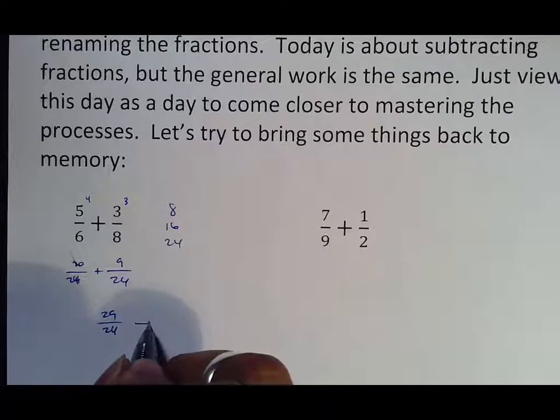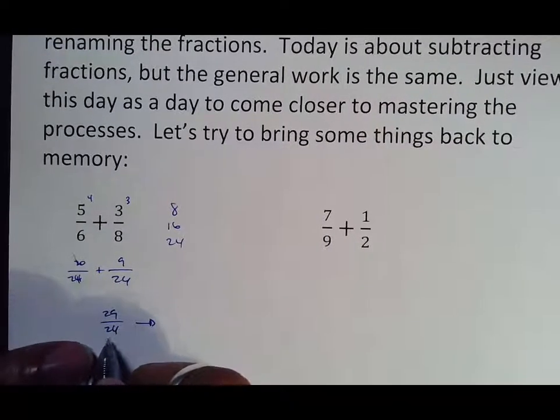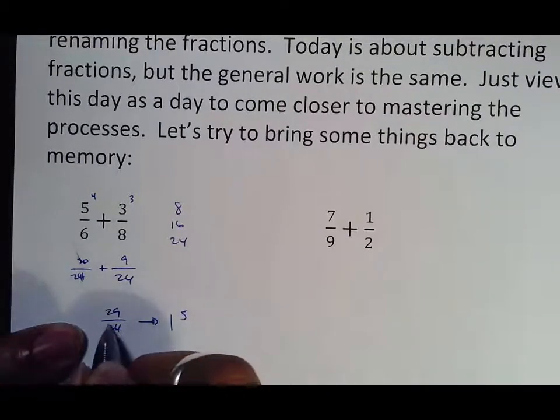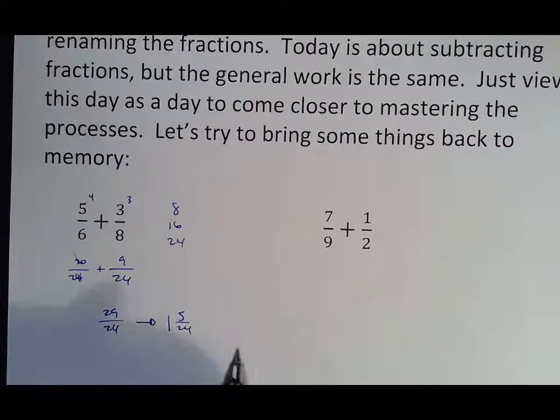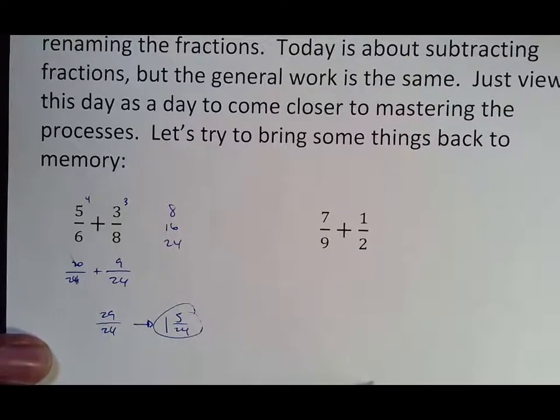And what I explained is that you could turn this into a mixed number as you practice it by saying 24 goes into 29 one time with 5 left over, because 24 to 29 is 5 short, over 24. I said you do not need to worry about doing this, but it is good for you to actually practice.